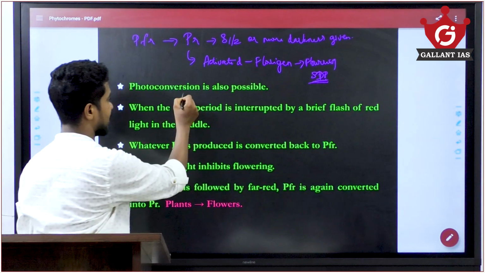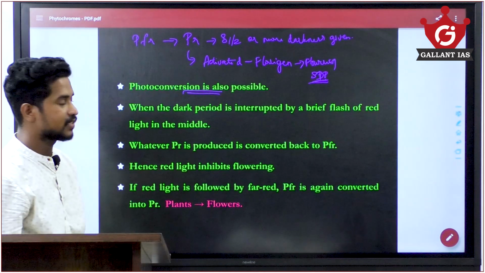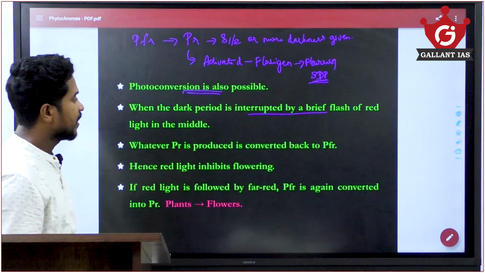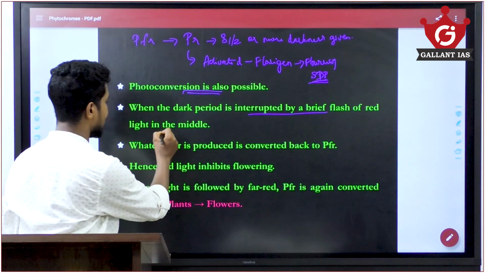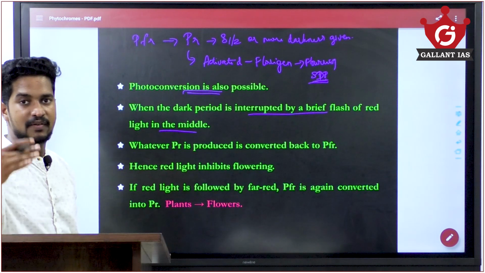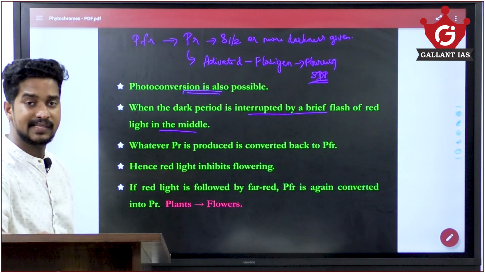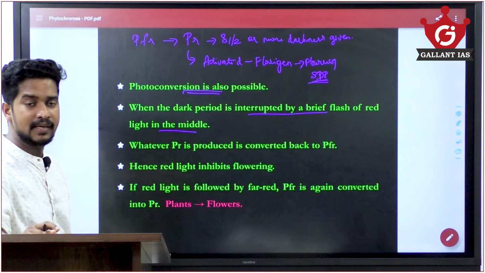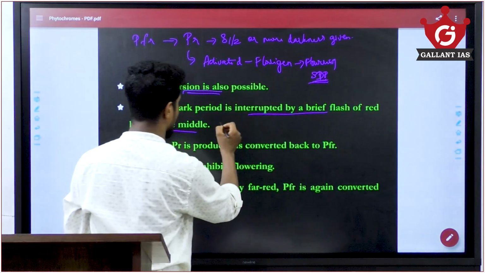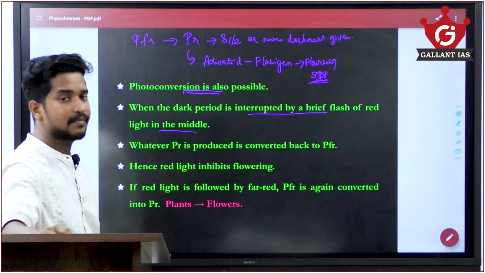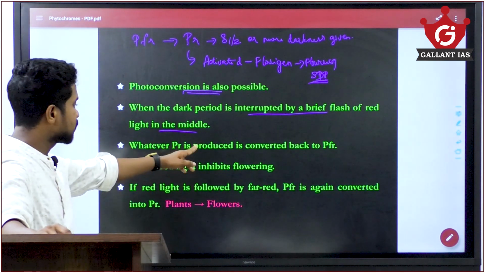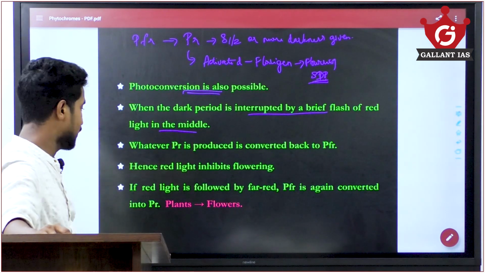Next is the photoconversion. Photoconversion is also possible when the dark period is interrupted by a brief flash of red light in the middle. There are two ways for the conversion of PFR to PR. One is the thermal conversion, which we have already discussed. Next is the photoconversion. When the dark period is interrupted by a brief flash of red light in the middle, whatever PR is produced is converted back to PFR.